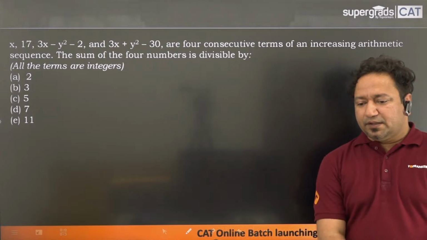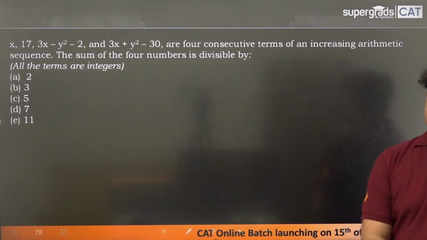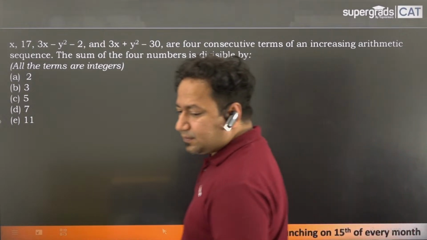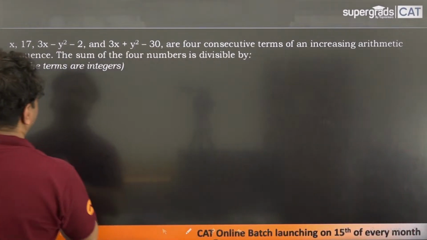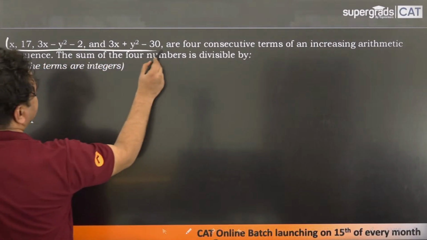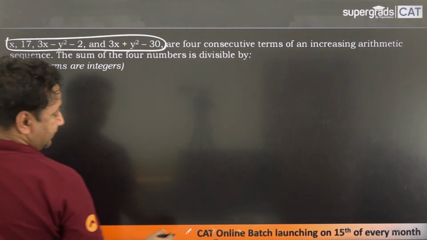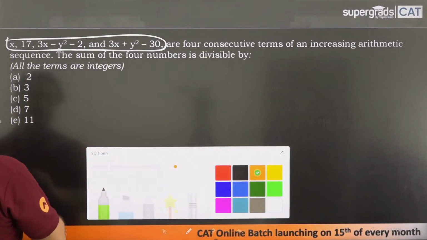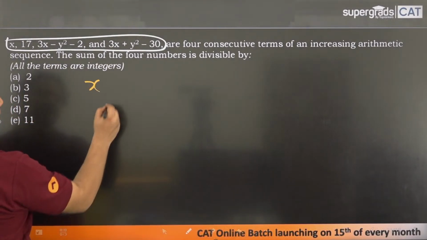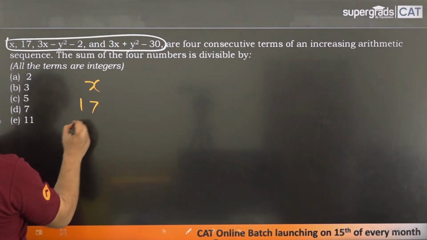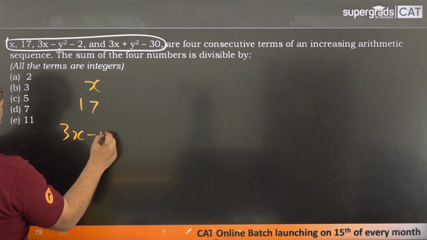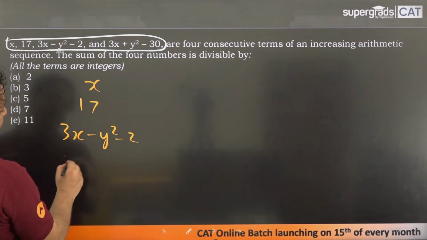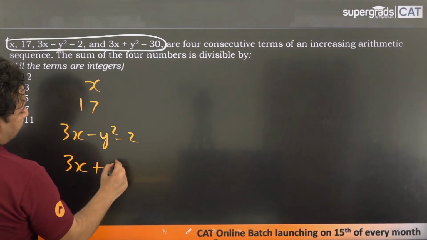Anyways, this question, is it difficult? Tanu has already solved it, but Tanu is not telling how she solved it. We have four terms over here, and their sum will be divisible by what? Let us try to find the sum. First of all, we have x, we have 17, we have 3x minus y square minus 2, then we have 3x plus y square minus 30.